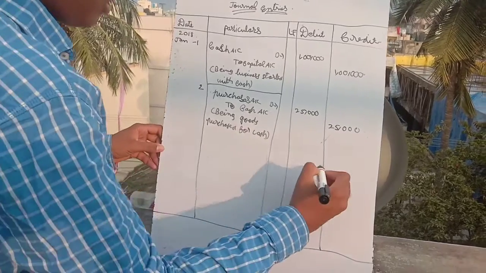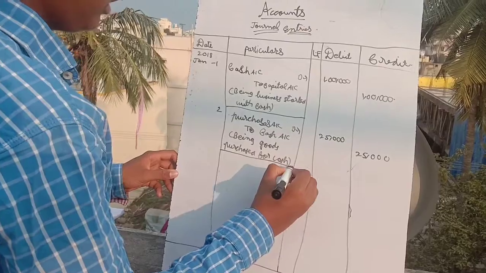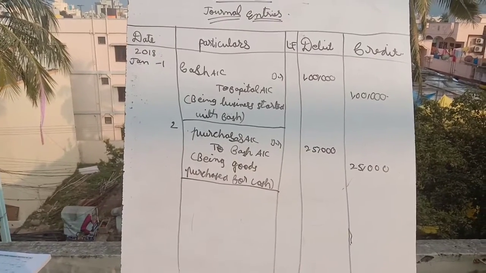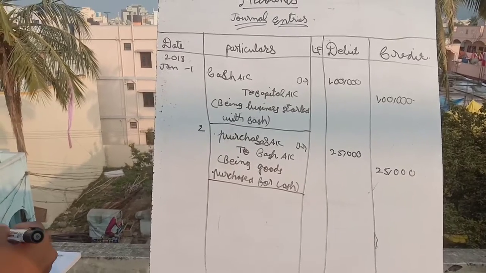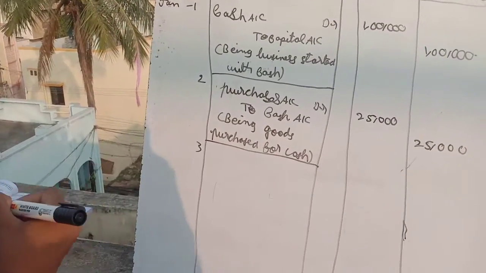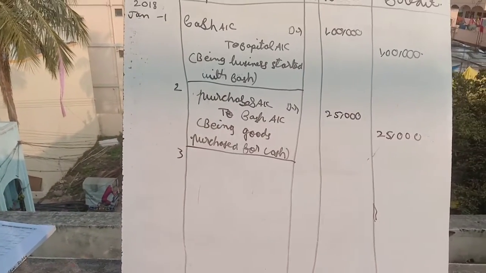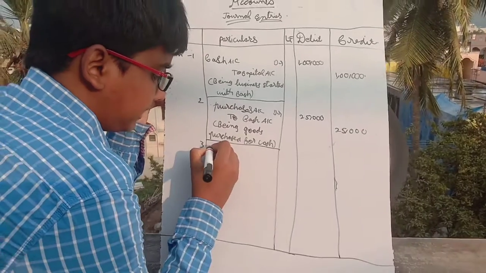And let's record the next journal entry. What is that? The third journal entry is purchased goods from Nagaraju on credit. The date is 3rd, 2018, January month. Purchased goods from Nagaraju on credit. Here goods are coming into the organization, so debit purchase account.